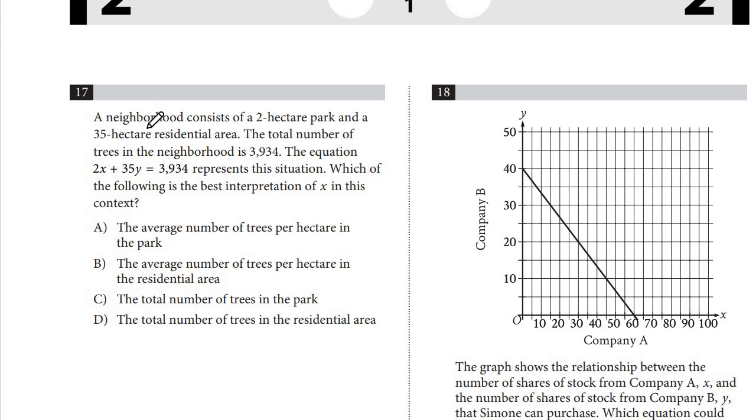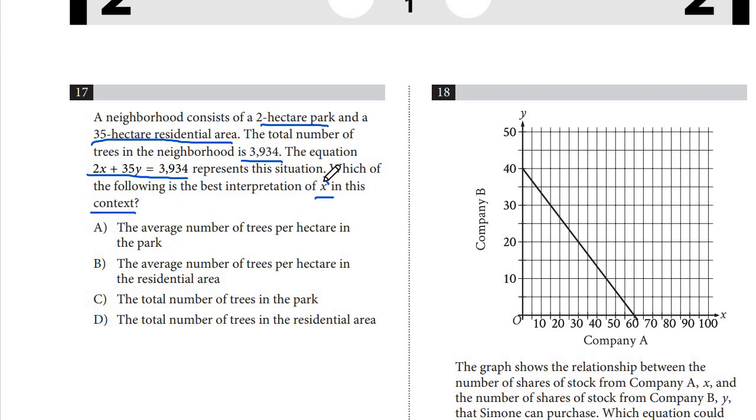17. Here is our neighborhood, and it consists of a 2 hectare park and a 35 hectare residential area. The total number of trees is that. The equation that represents the situation is this. Which of the following is the best interpretation of x in this context?